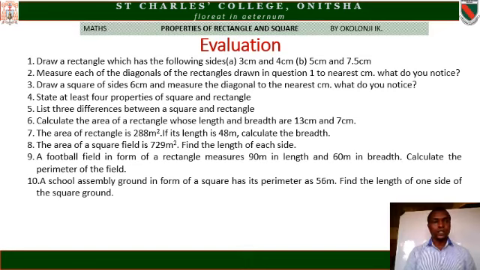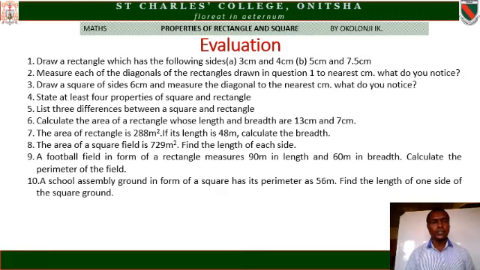1. Draw a rectangle which has the following sides. A, 3 centimeters and 4 centimeters. B, 5 centimeters and 7.5 centimeters. Number 2. Measure each of the diagonals of the rectangle drawn in question 1 to the nearest centimeters. What did you notice?